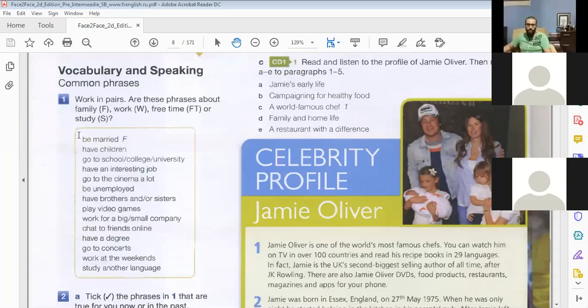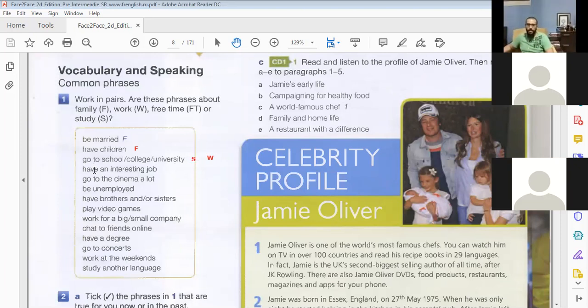So of course, to be married is related to family. What about have children? What do you think? Family, okay. Go to college, go to school, go to university. What do you think? Study, I think study more, right? But if you're a doctor or a professor in the university, then also work, right? Yeah, so maybe you can use study and work.